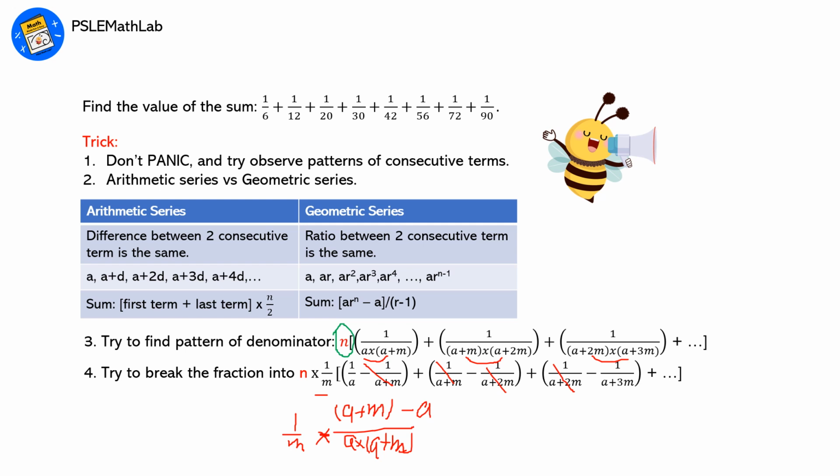Also, the two terms multiplied equal the denominator, and the difference must be a constant. So here we can see it's m, here also m, here also m. And lastly, you need to multiply by 1 divided by m. So here is the summary for tackling the series when it is not an arithmetic or geometric series, especially for fraction series.